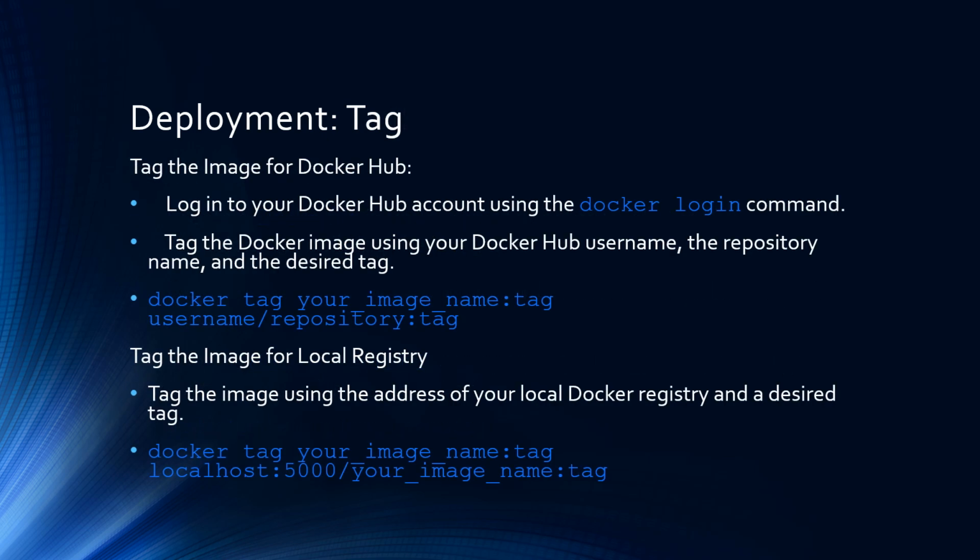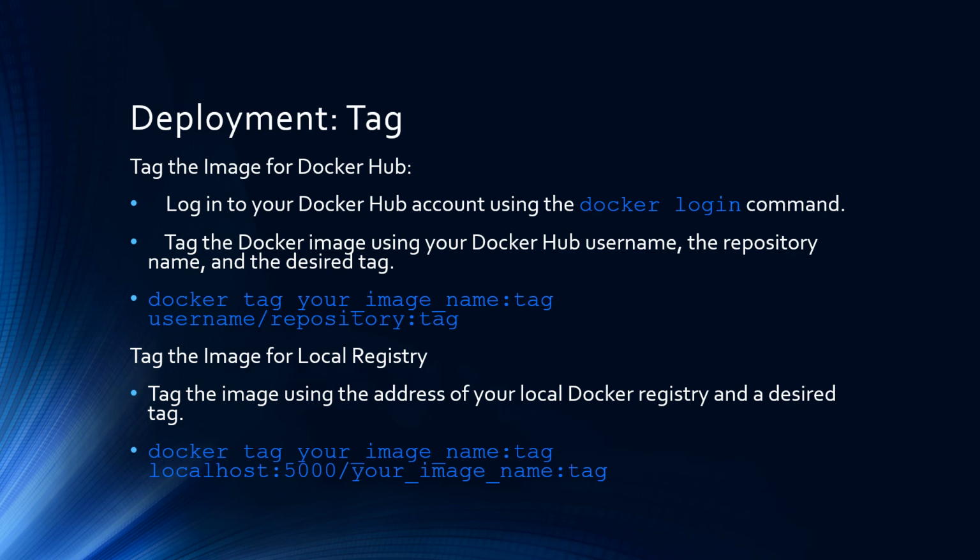Proper image tagging is crucial for maintaining order in your container registry and enabling efficient deployment strategies. When working with Docker Hub, always include your username in the tag to ensure proper routing to your repository. In enterprise environments, you might be working with private registries, which require slightly different tagging conventions.